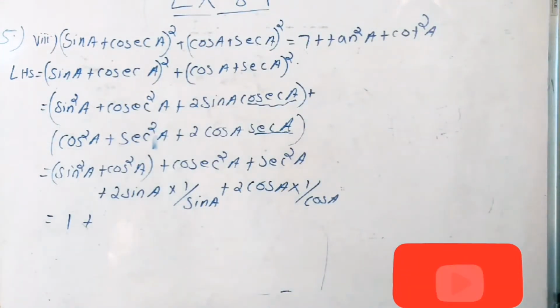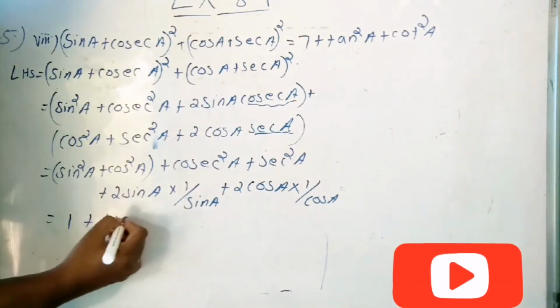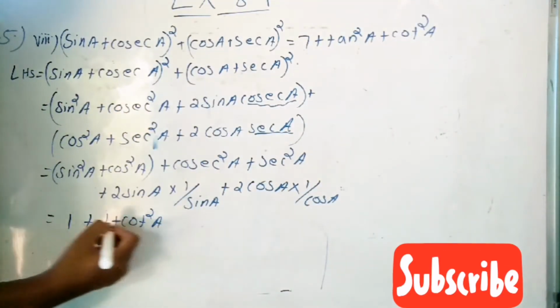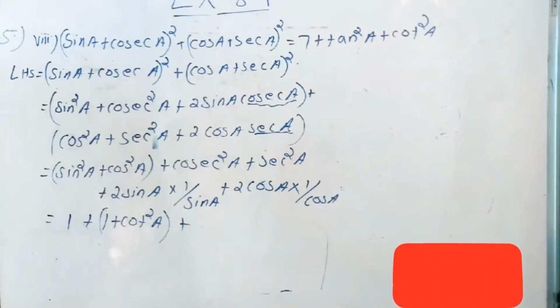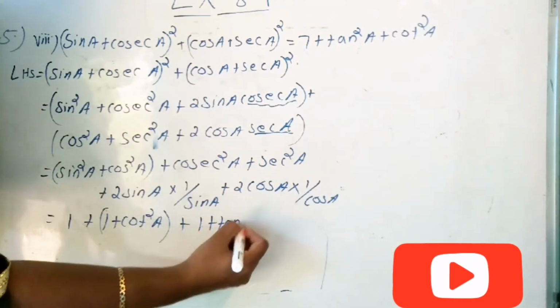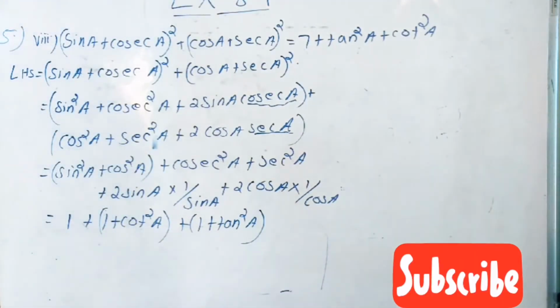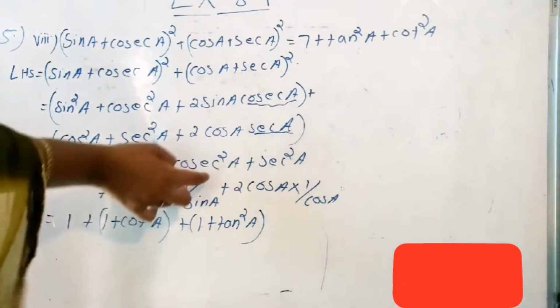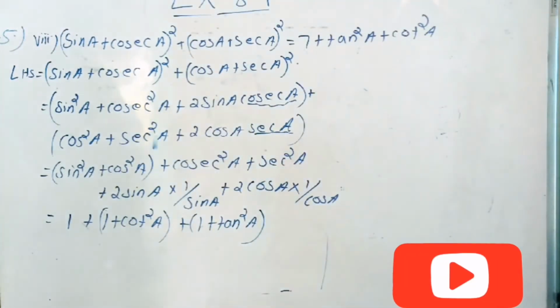And we have one identity in terms of cosec square A. What is our cosec square A? That is 1 plus cot square A. Cosec square A we can replace by 1 plus cot square A, and sec square A we can replace by 1 plus tan square A. These two are identities: 1 plus cot square A is equal to cosec square A, and 1 plus tan square A is equal to sec square A.